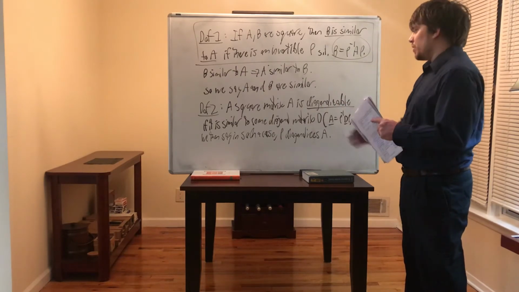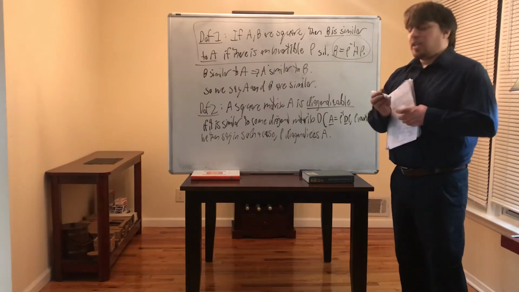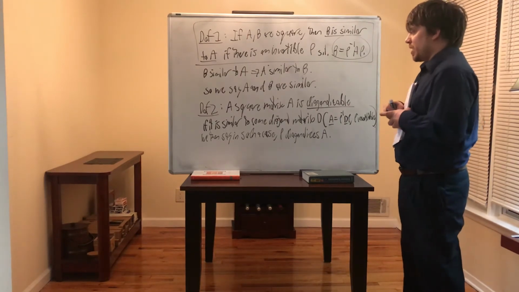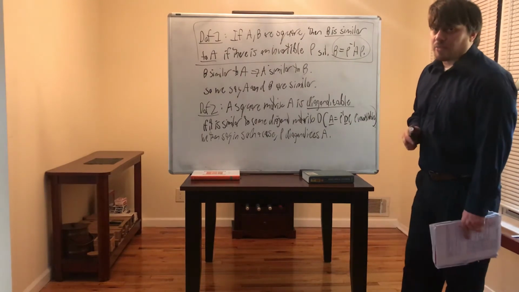Okay, so that's definition 2. It's the definition of a diagonalizable square matrix. And so you have to be dealing with a square matrix A. If you have a matrix that's not square, it's automatically not diagonalizable.